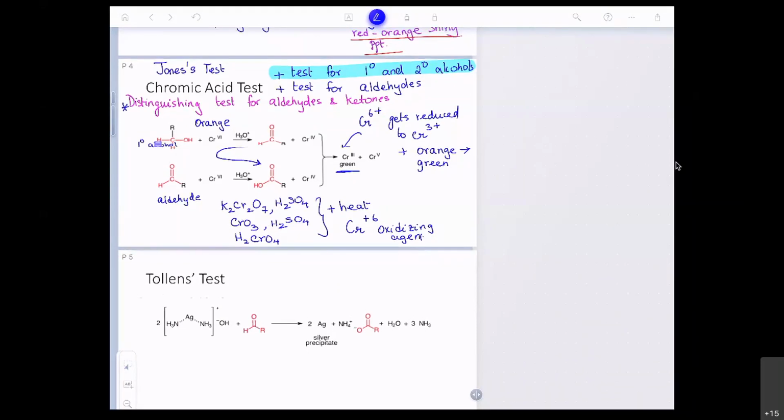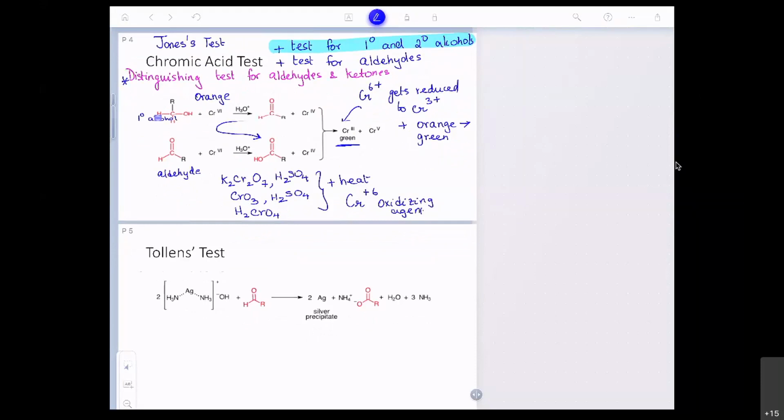It is a test that's commonly used for DUI by the cops, where if you're asked to breathe into the breath analyzer, the orange color turns green. It shows that the blood alcohol concentration is above the legal limit. So that is where the chromium 6+ becomes chromium 3+. It's an important test because it's a distinguishing test for aldehydes and ketones. Ketones, the color will persist, which means the orange color stays orange, no change.